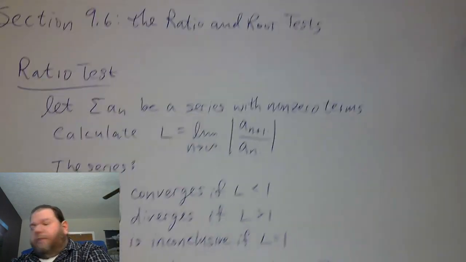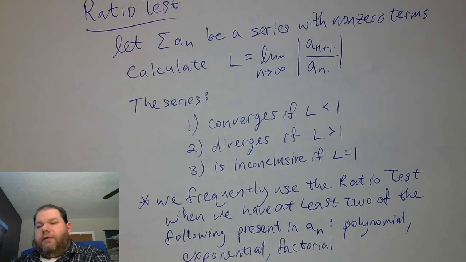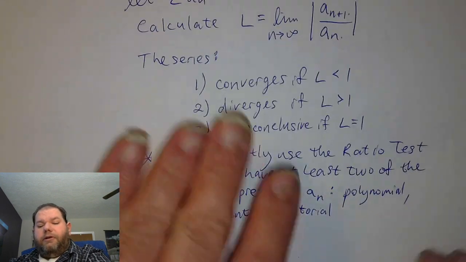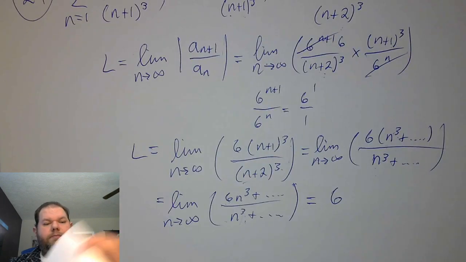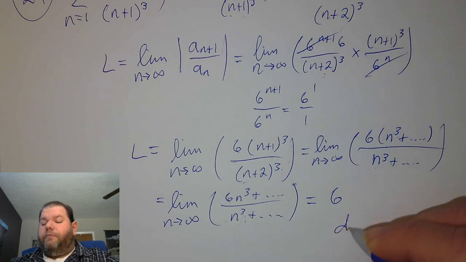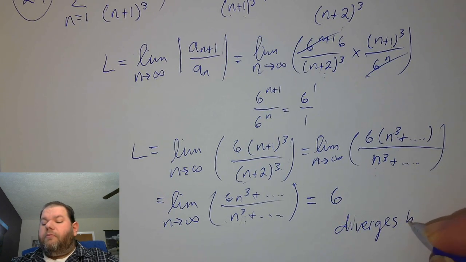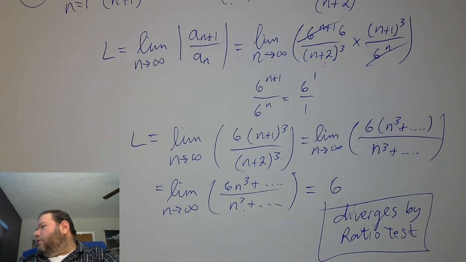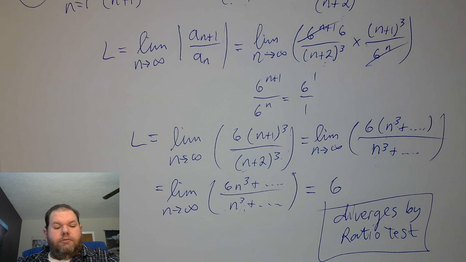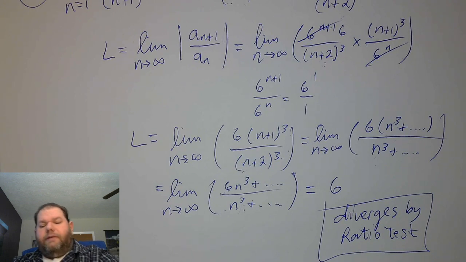Again, going back to what we said before, converges if L is less than 1, diverges if L is greater than 1, and inconclusive if L equals 1. The L is greater than 1 in this case because we got a value of 6 for L, so it's going to diverge. So because we ended up with a limit greater than 1, that means that it is going to diverge according to our ratio test.